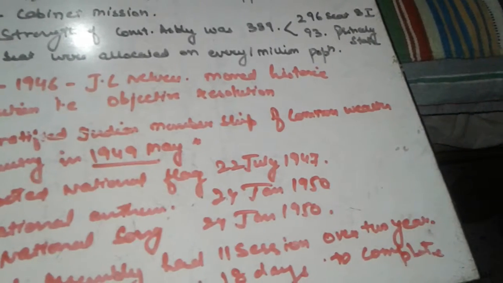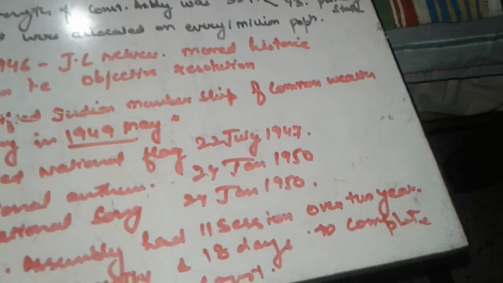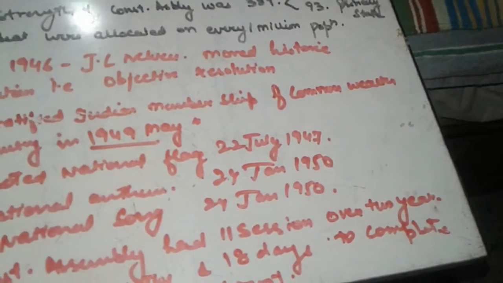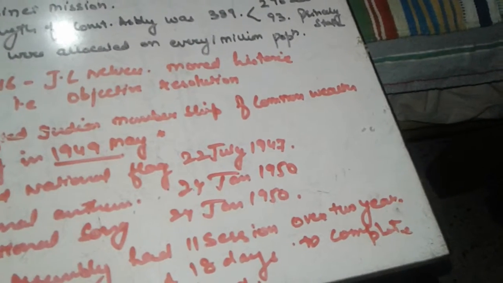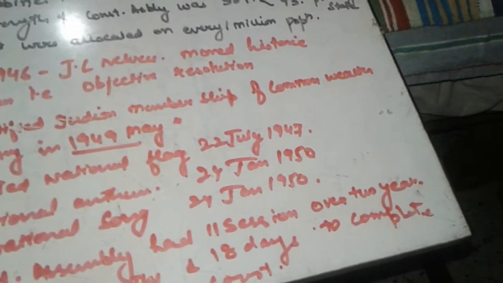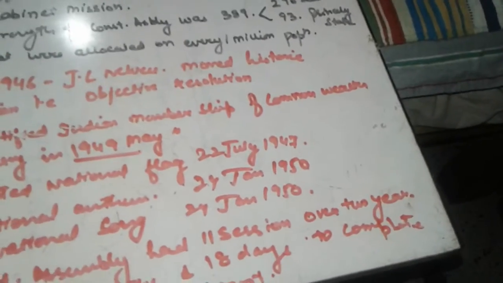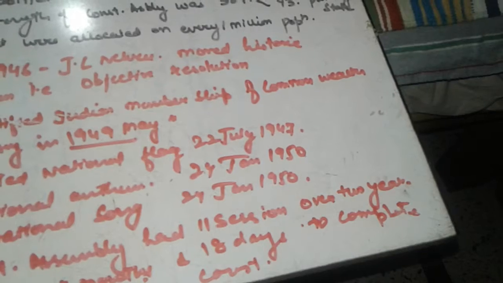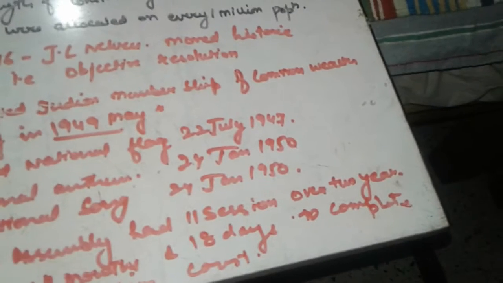On 13th December 1946, Jawaharlal Nehru moved a historic resolution, the Objectives Resolution, and various meetings occurred for making the Constitution. The first meeting was on 13th December. It ratified the Indian membership and various key terms that people know about: India adopted the Commonwealth membership in 1949, the national flag on 22nd July 1947, the national anthem on 24 January 1950, and the national song on 24 January 1950.